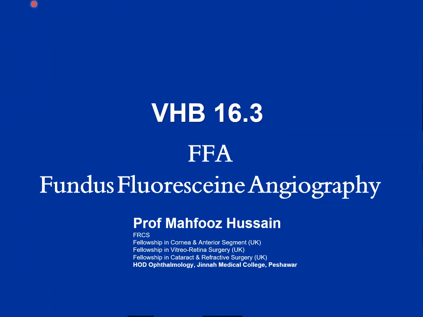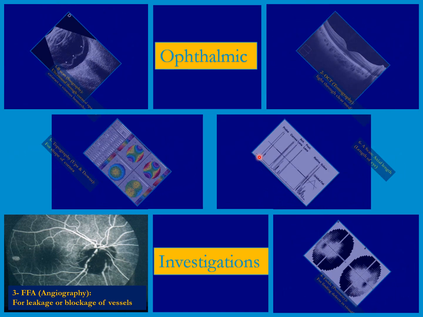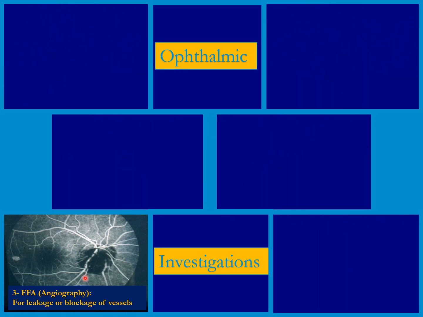Here in VHB 16.3, we are going to discuss FFA or Fundus Fluorescein Angiography. Look at the investigations. This one is B scan or ultrasonography. This is OCT. This one is angiography. Number 4 is visual fields. Number 5 is corneal topography. And number 6 is B scan. And here we are going to only discuss FFA or Fundus Fluorescein Angiography.